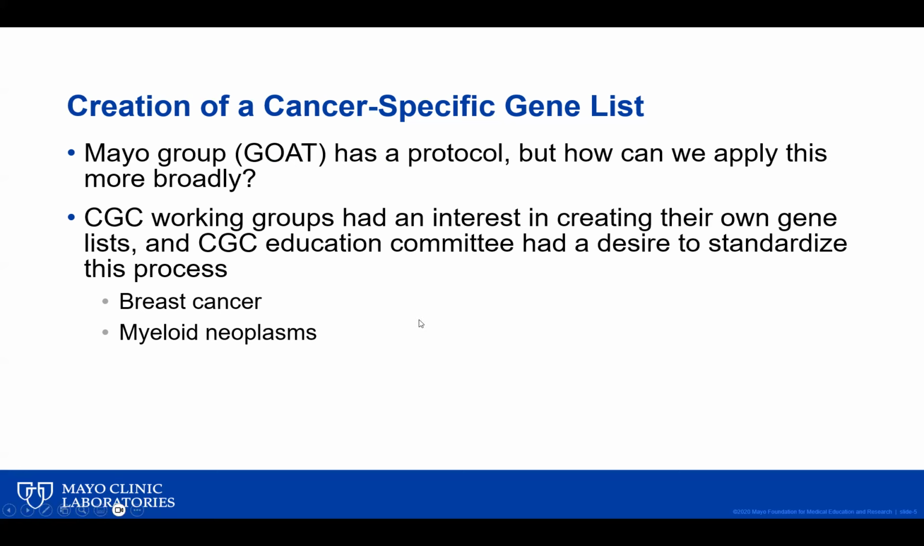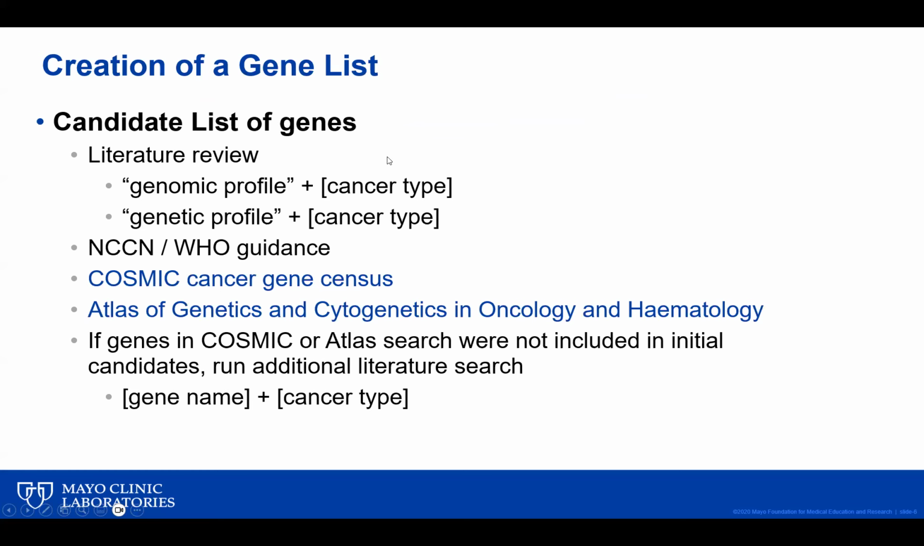So kind of the first thing we do is we create a candidate list. So we have a broad net that we cast to collect genes. We'll do a literature review of more prominent literature with some standardized prompts that we'll put into something like Google Scholar. We'll put genomic profile plus a cancer type or genetic profile plus a cancer type and try to get these larger studies that have incorporated lots of genetic data and genomic data surrounding these cancer types.